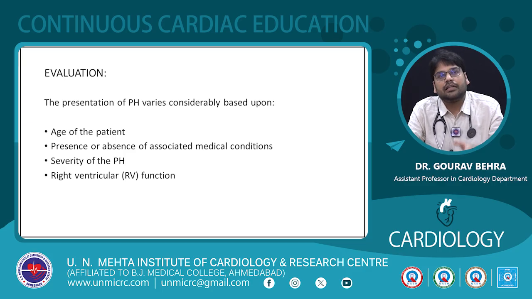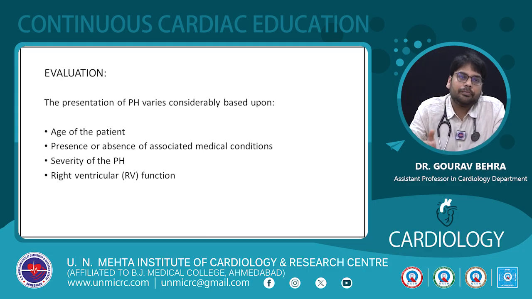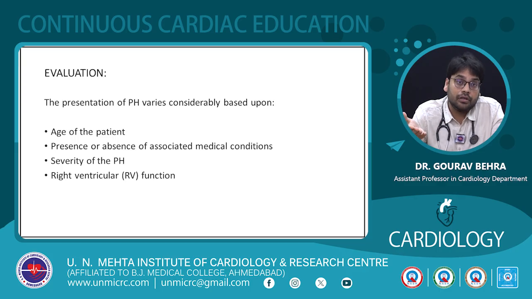The presentation of pulmonary hypertension varies considerably based on the following things. First, the age of presentation. There are different causes in different age groups: infants, neonates, toddlers, adolescents, and the old age group. If a female comes to you in her 20s or 30s, you will think the patient may have idiopathic pulmonary arterial hypertension, or PH due to a congenital heart disease. Usually a VSD or a PDA will present like this.